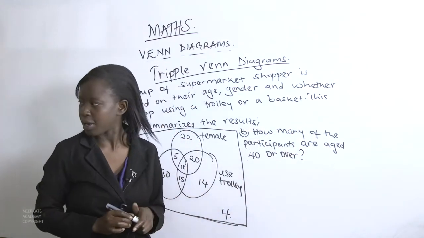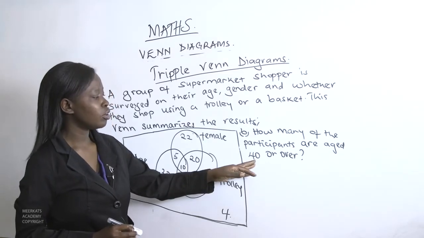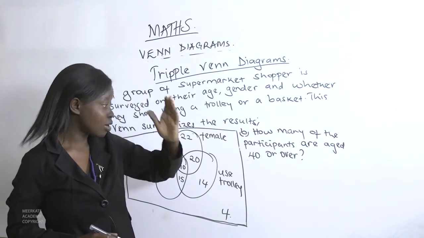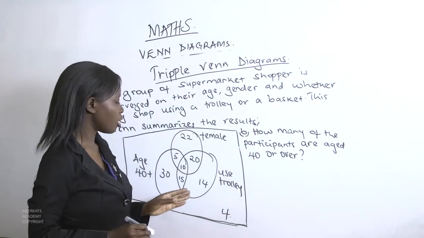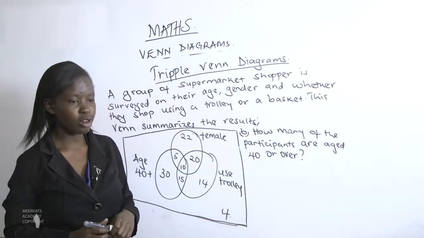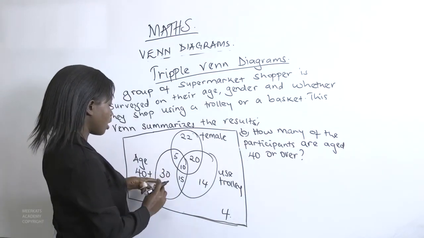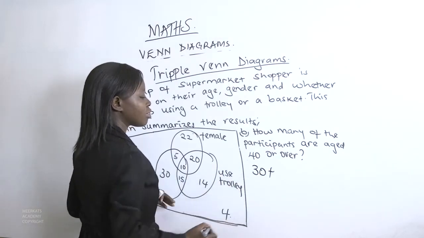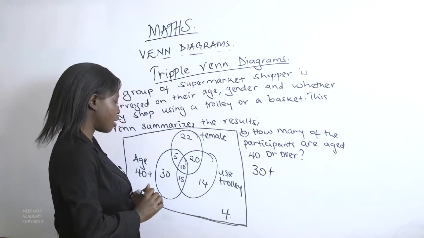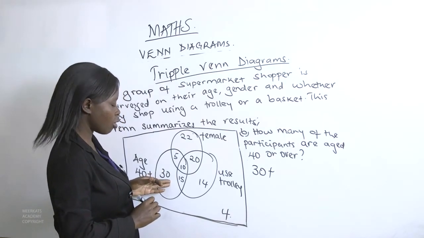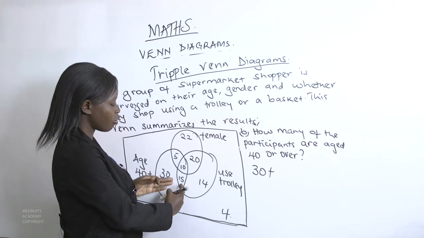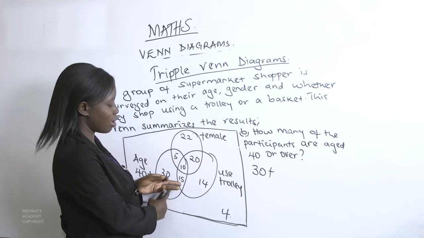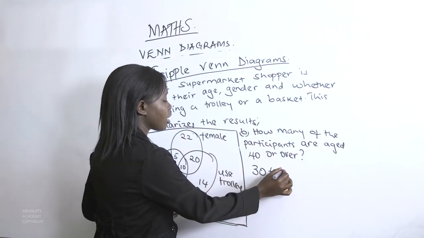So we need to find the number of people who are aged 40 and over. We get the number of people who are 40 years and above by simply looking at the Venn diagram carefully. In this group, we have 30. In addition, we have 15 people who use trolley and are still 40 years and above. So it means we add 15.